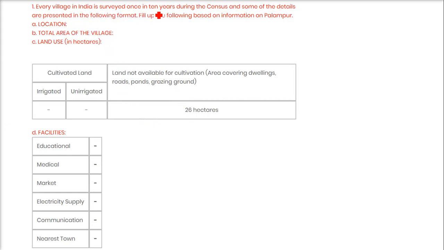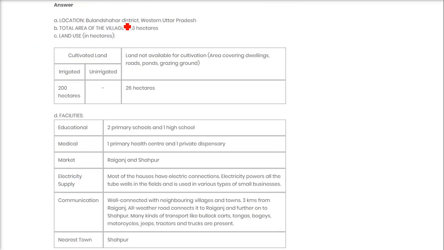First is, every village in India is surveyed once in 10 years during the census, and some of the details are presented in the following format. Fill up the following based on information on Palampur. So location, let us see the answer.